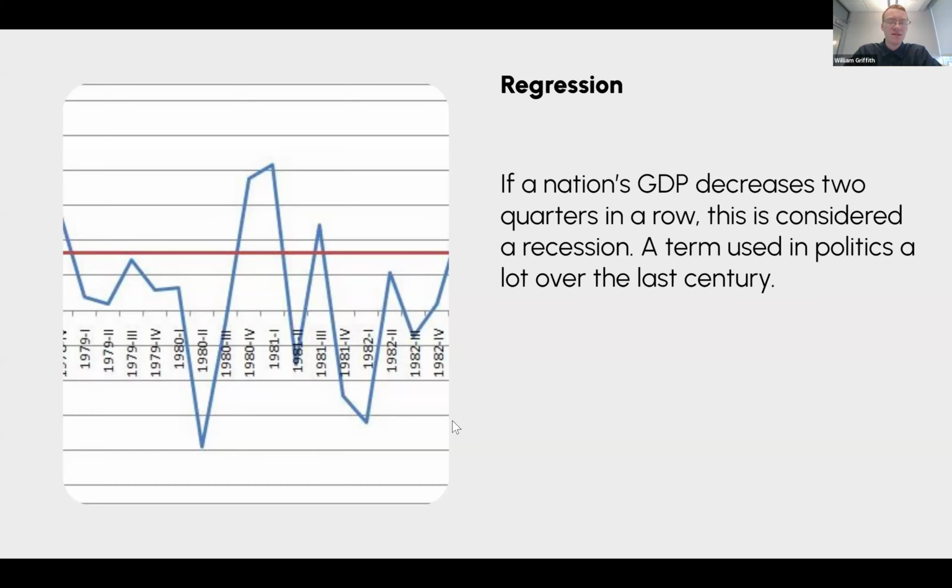But here in 1981 and 1982, we have two points below zero in a row. That is a recession right here. There was a recession at the end of 1981 and the beginning of 1982. That was a recession: a decrease in GDP over two quarters in a row.